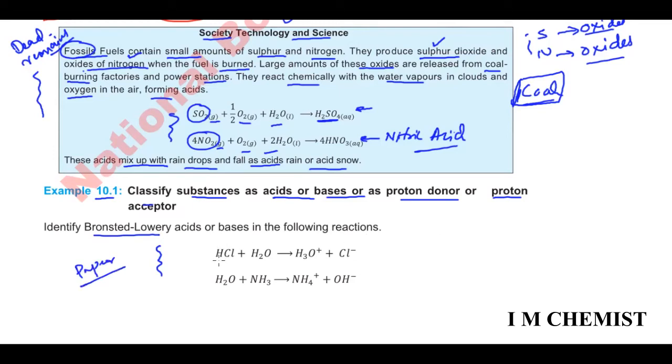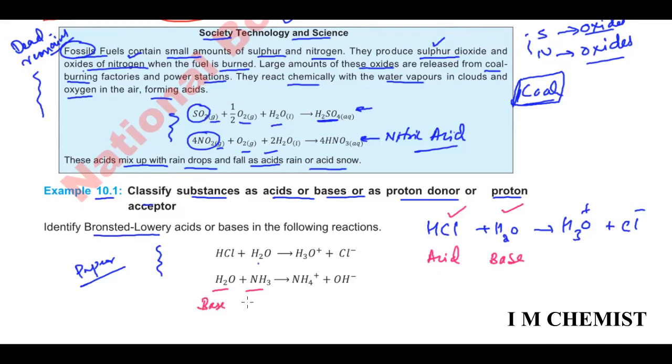Now in the first example, we have HCl, we have water, we have hydronium ion, we have chloride ion. HCl reacts with water to produce hydronium ion and chloride ion. Now which one is acid in this example? HCl is an acid. And which one is base? H2O, water. Which one is proton donor? HCl. And which is proton acceptor? H2O. Now in case of water and ammonia, which one is proton donor? H2O. So it would act as an acid.